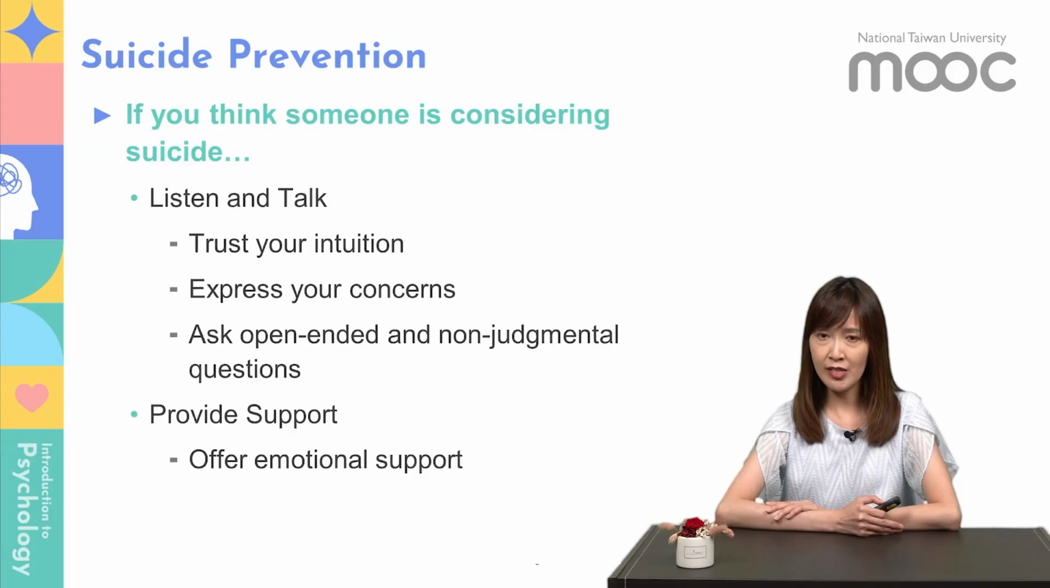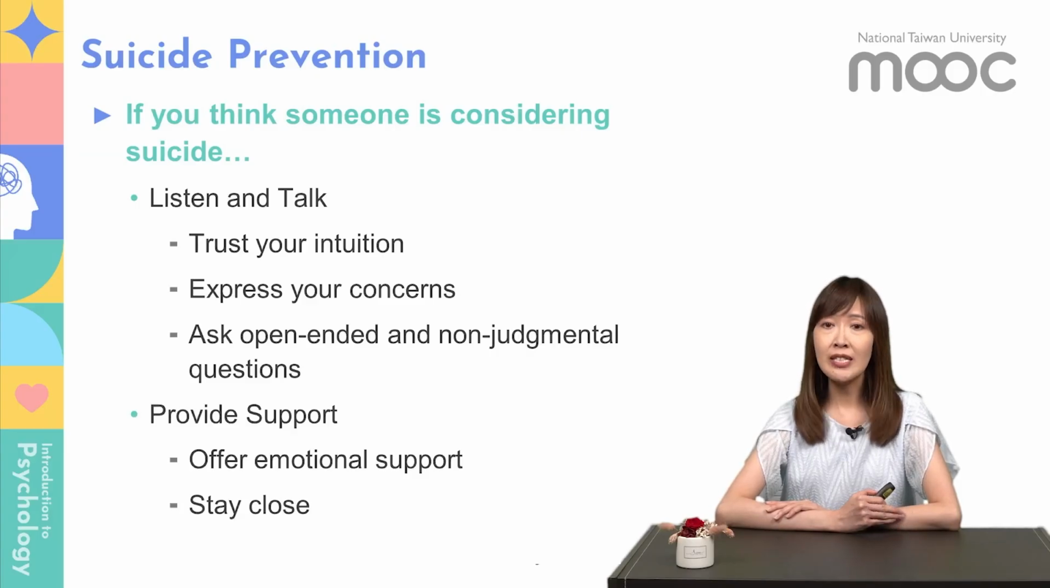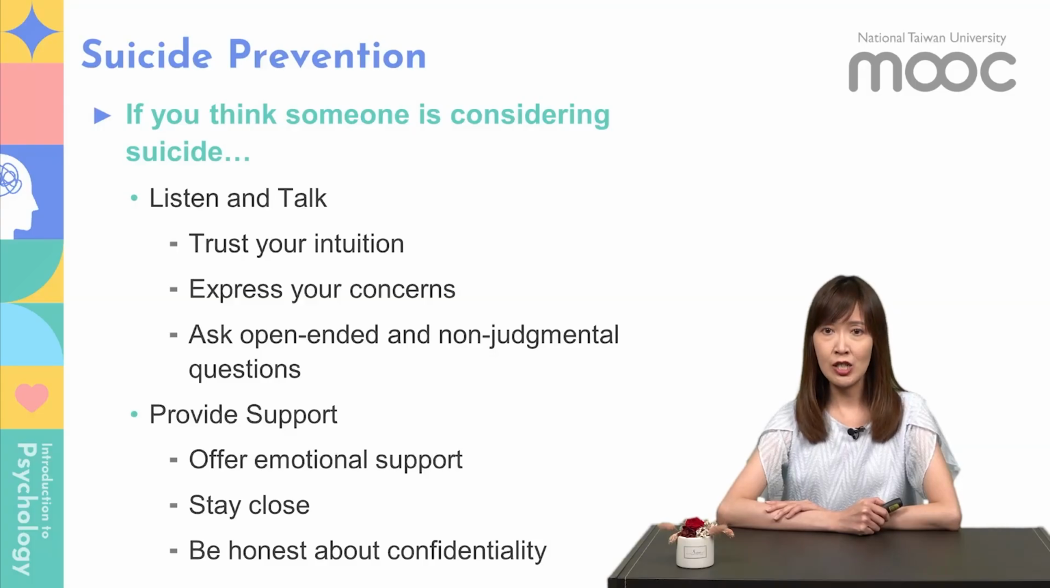Offer some emotional support to the person and do not leave the person alone. If you think that the person is thinking about suicide, then be with the person. Stay with the person, talk with the person. In addition, do not promise confidentiality. If you think that the person is in danger, then you might need to report it to some agents such as schools or the person's parents or friends. So do not promise confidentiality.